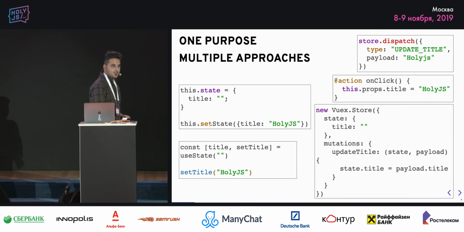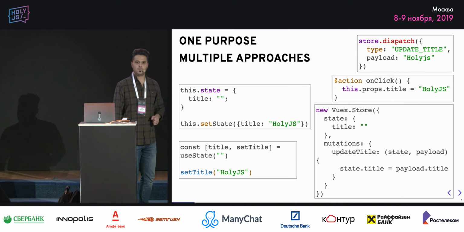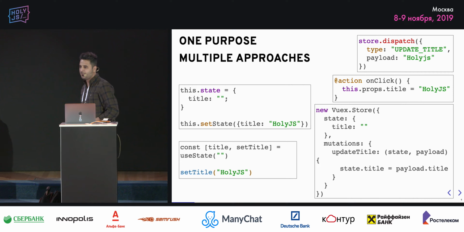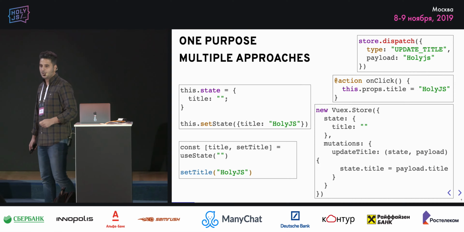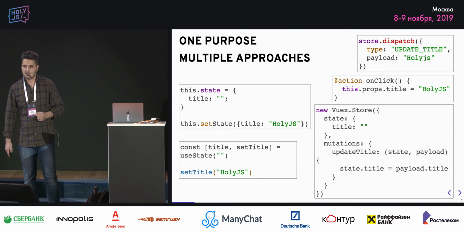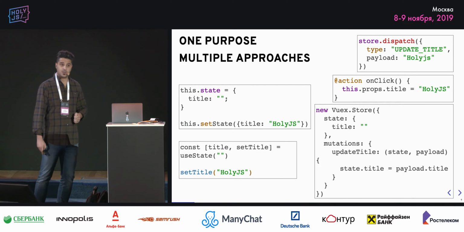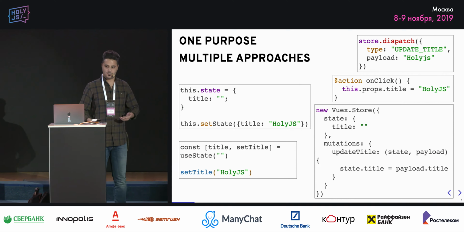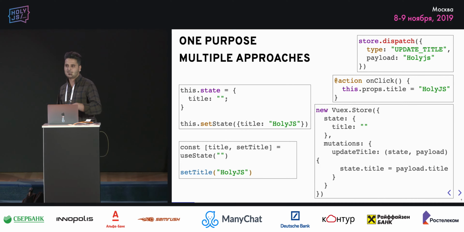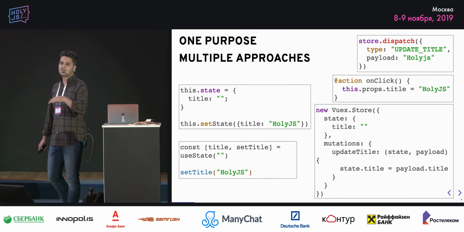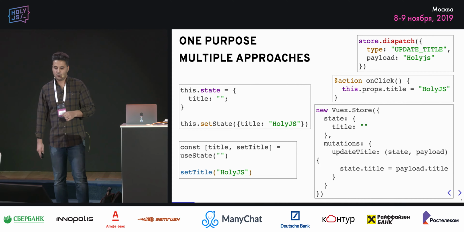In JavaScript, we have different ways to do one thing. We are dealing with different state management tools. For example, if you wanted to update one property called title in your store or storage or whatever you want to call it, then you have different ways based on the tooling you choose.